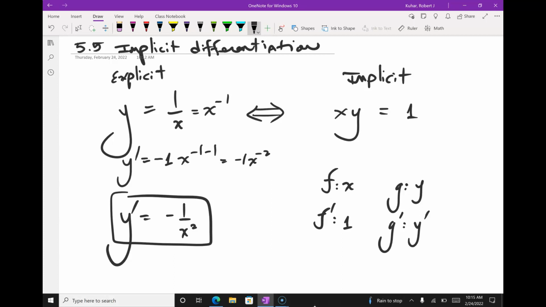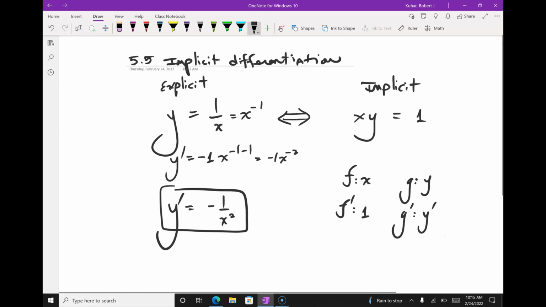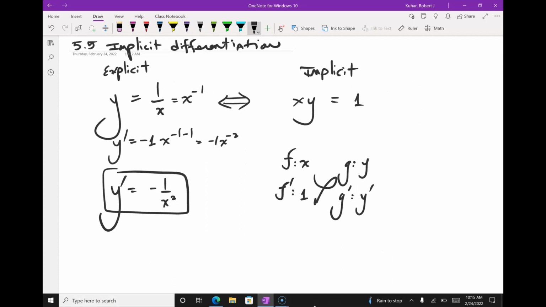I have to always think of the chain rule, right? The outside function is the inside function, right? In this case. So what do I get from my product rule? I get x y prime plus y.